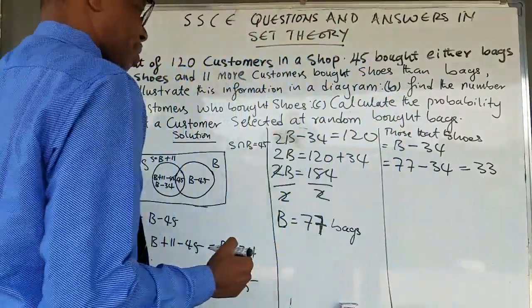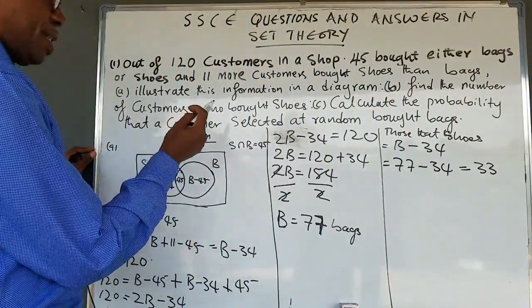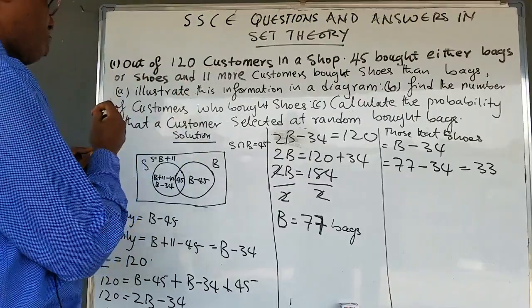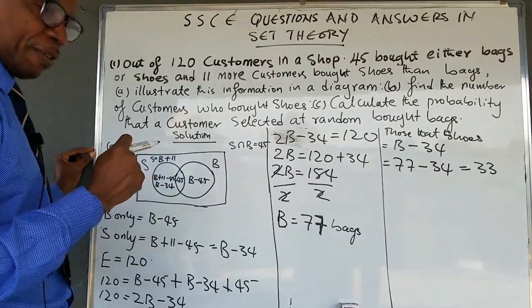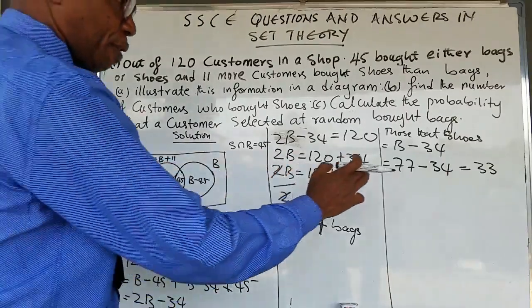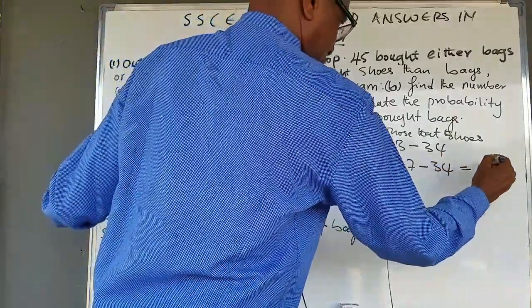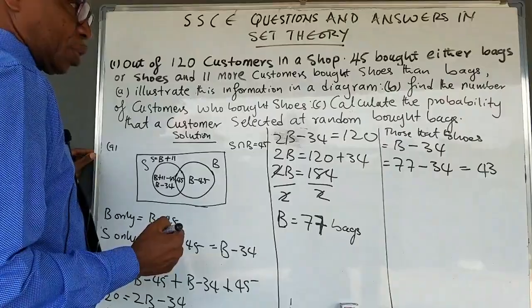So we have 33 there for those that bought shoes. Remember, the question is, find the number of customers who bought shoes. 77 minus 34 will definitely give us 43. 43, not 33, please. 43 are the people that bought shoes.